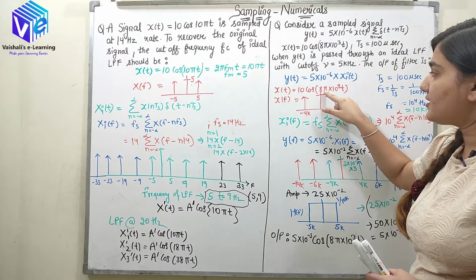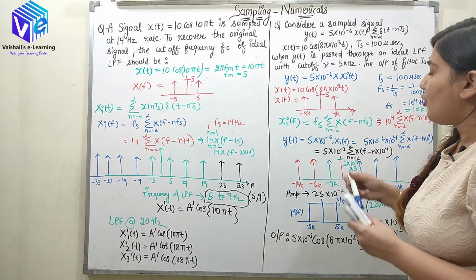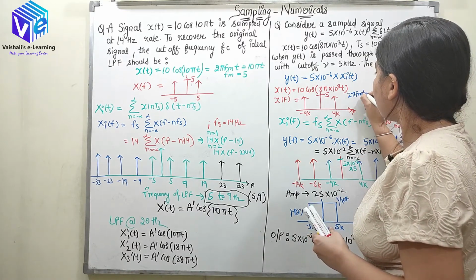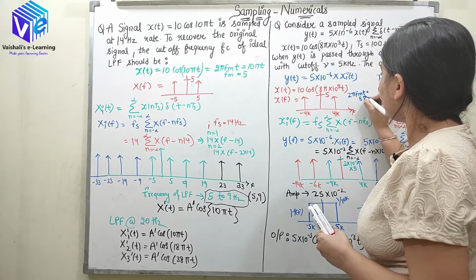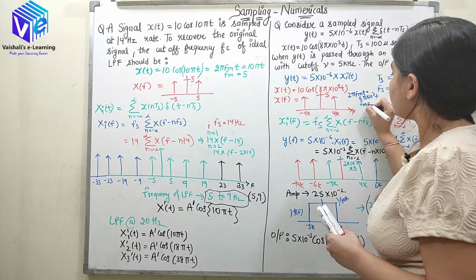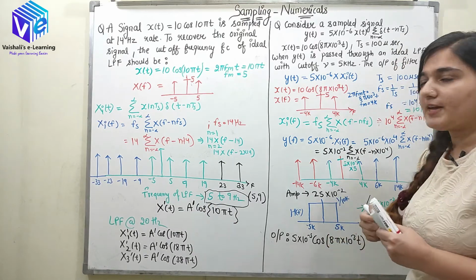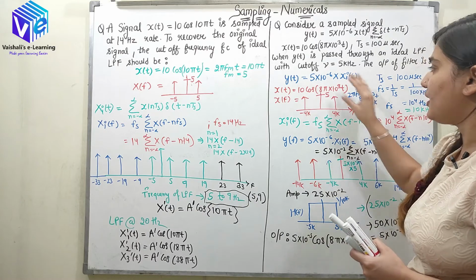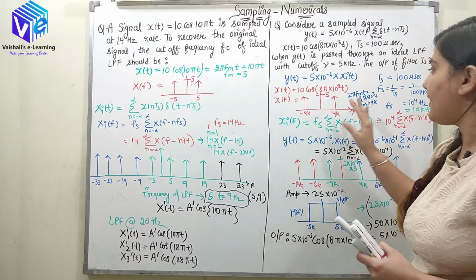Where are the impulses? At what frequency? So 2 pi fm t is equal to 8 pi into 10 raised to power 3 t. So from here fm is equal to 4k. One impulse would be at 4k and the second impulse would be at minus 4k. So this is my X(f).